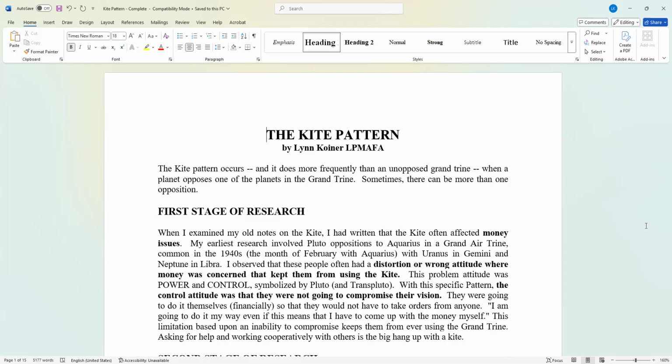Yeah, and the Aries-Libra axis is relational, right, by essence? Yeah.